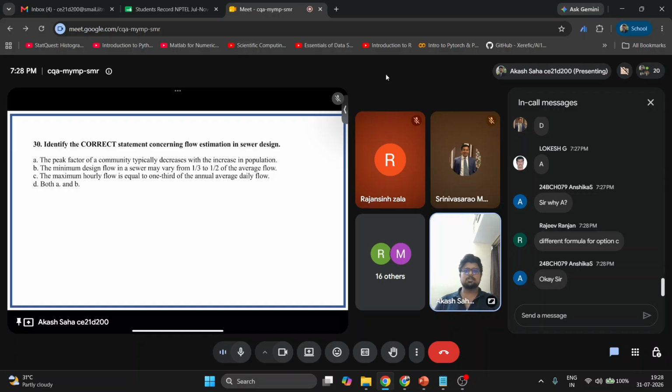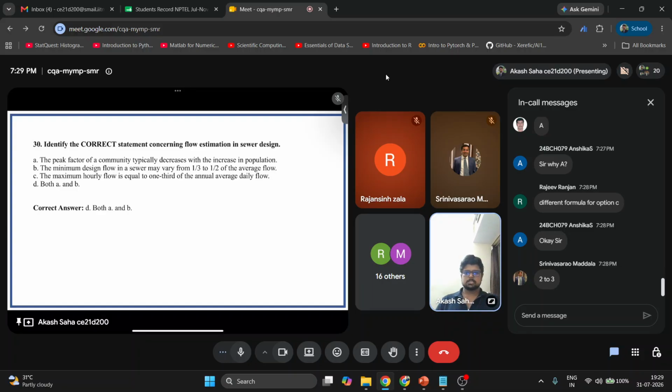I hope you understood that point about peak factor. As the population is increasing, the difference between the maximum flow and the average flow will decrease. It will try to average out. So for option C, the correct answer is generally 3 times or 2.7, like 2.73. So the maximum hourly flow is equal to 2.7 or 3 times the annual average daily flow.